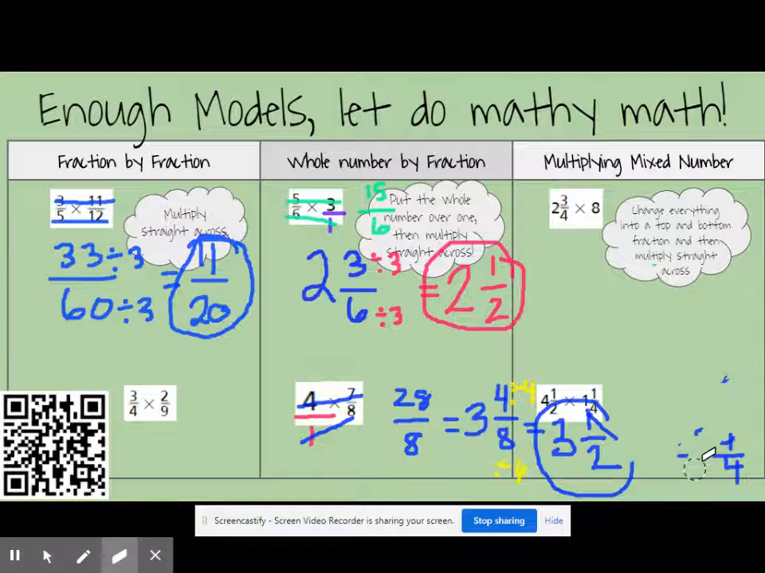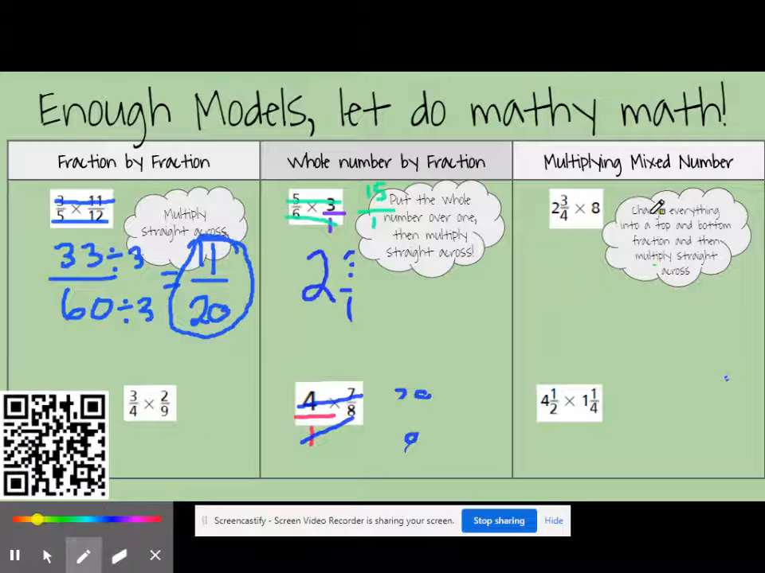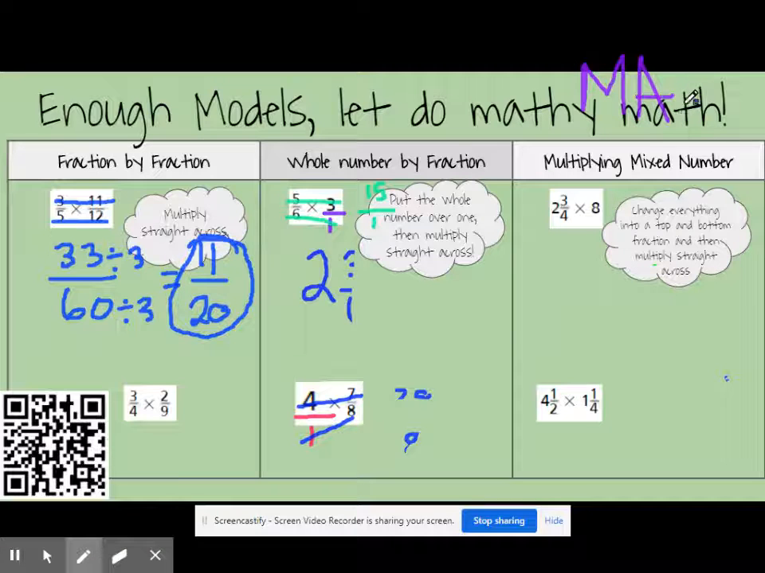There's one last problem type that we can do. The last problem type is when you have mixed numbers, okay? Mixed numbers. And what it says in our little cloud bubble is change everything into a top and bottom fraction, then multiply straight across, okay? And you do this by making your fraction mad. We want to change it to an improper fraction. What this means is you're going to multiply and then add and keep the denominator.